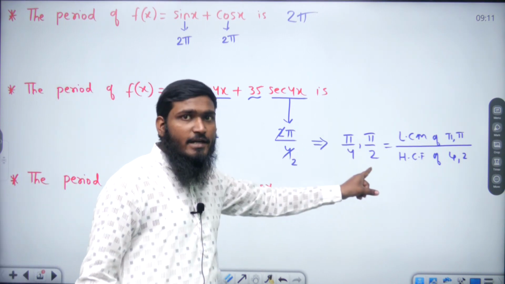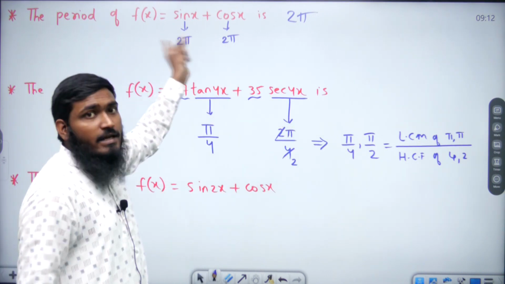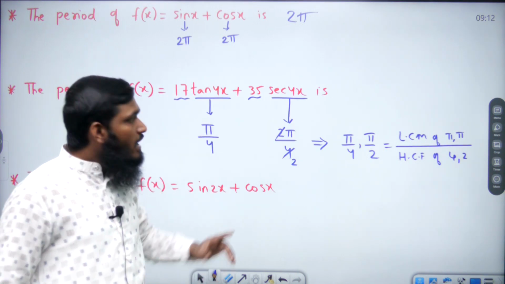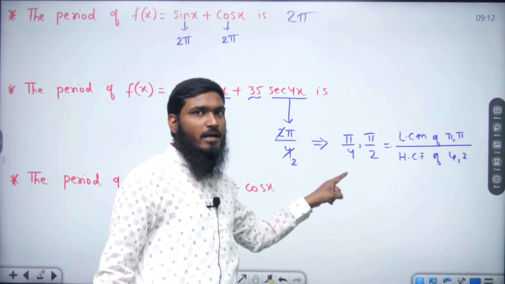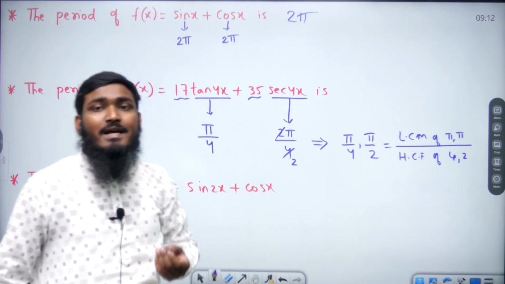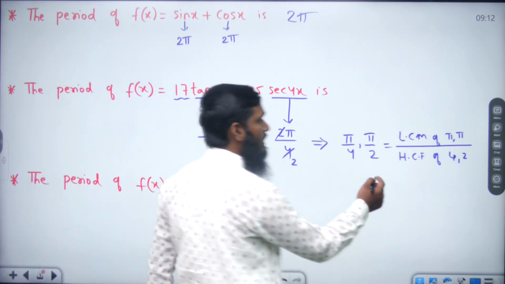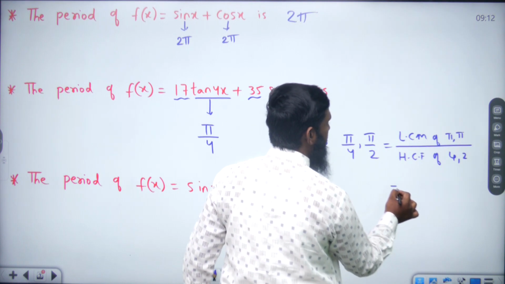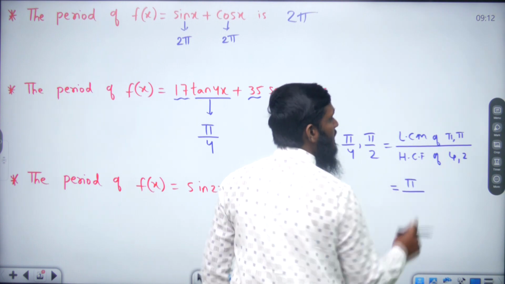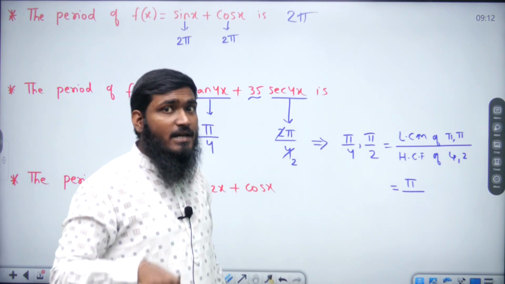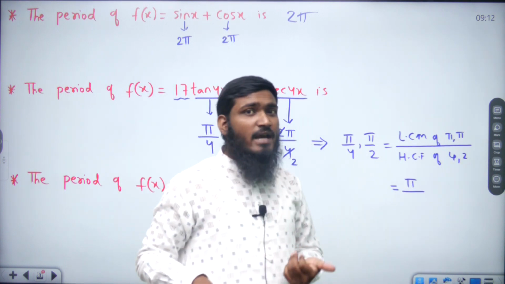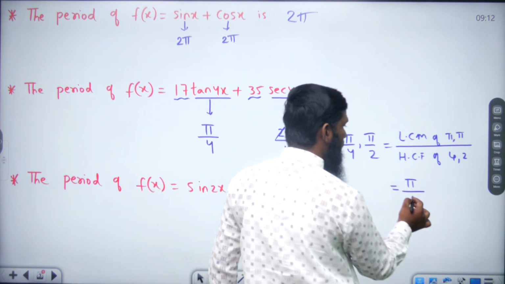Pi by 4, pi by 2. If we are having only numerators, then we have to take out the LCM of those numerators. If we are having numerator as well as denominator, then we have to take out the LCM of the numerators and the HCF of the denominators. That's it. So what are we getting? It is equal to the LCM of pi and pi, which is pi, divided by the HCF, the highest common factor, for 4 and 2. So for 4 and 2, what will be the highest common factor? 2. So we write this part as 2.